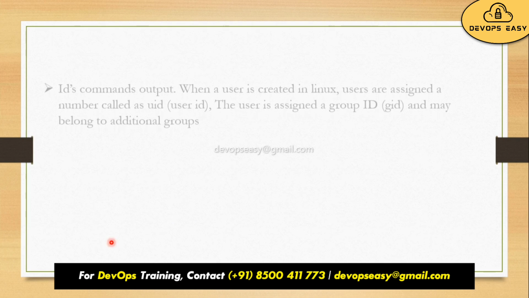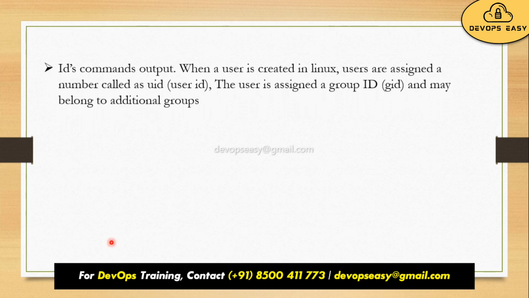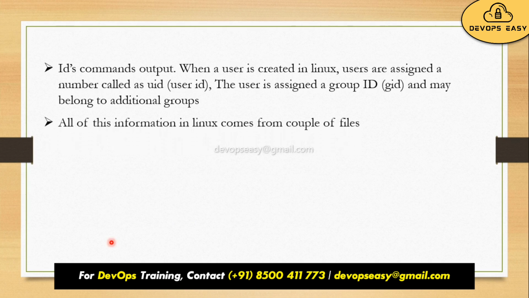Now I will go to the next slide. So what is this id command output? When a user is created, in Linux users are assigned a number called the UID. The user is assigned a group ID and may belong to additional groups. Whenever you create a user in Linux, a user ID will be created, and it will also be part of multiple groups.